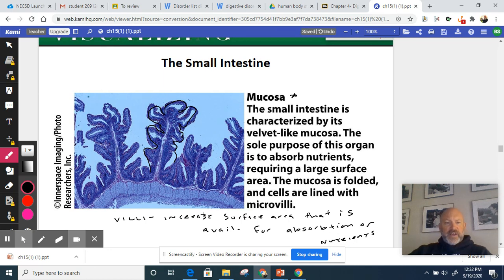So without the villi, the amount of area that would be available to absorb nutrients would only be this, right? Which is a smaller amount of space. But when we add villi, the nutrients could get absorbed into the blood using all of this space, right? So we have a lot more surface here that the nutrients can be absorbed through, right? You see that?